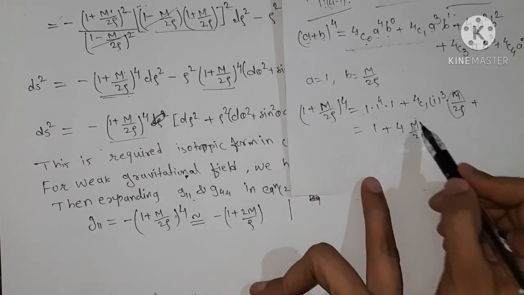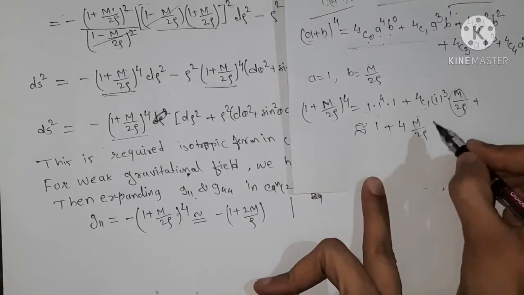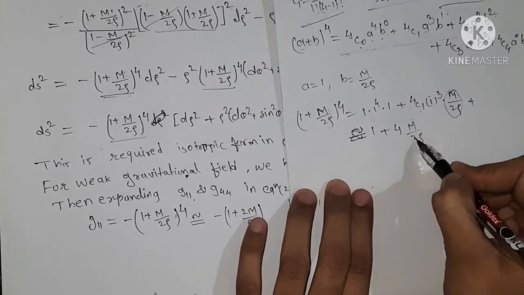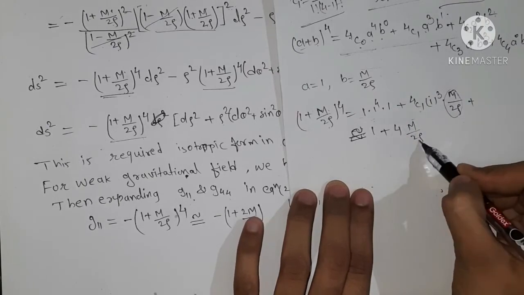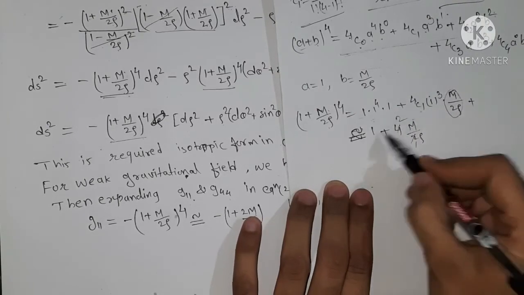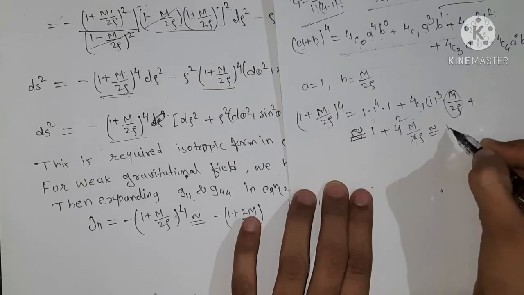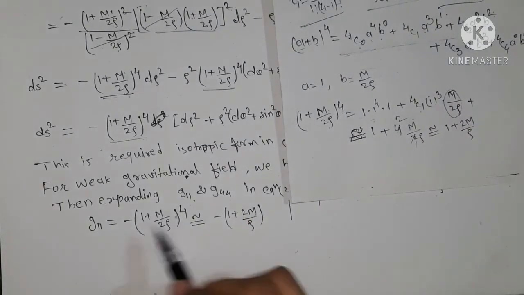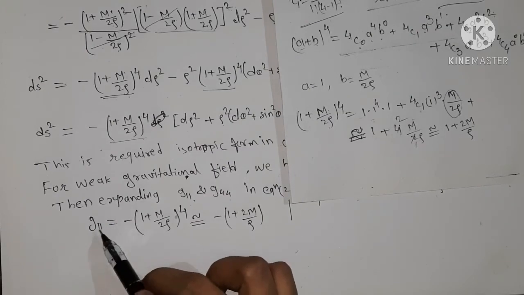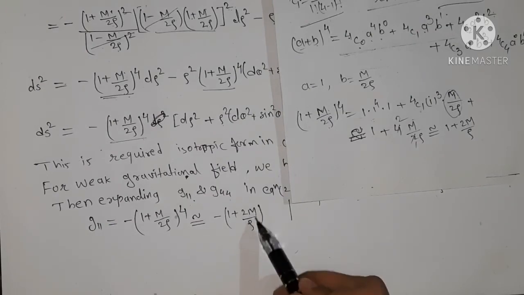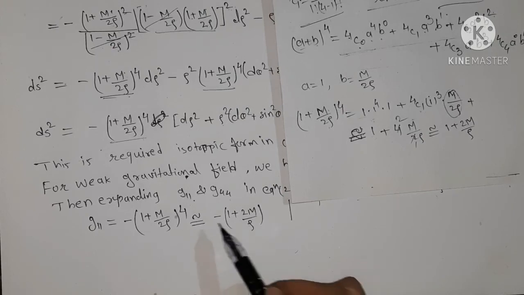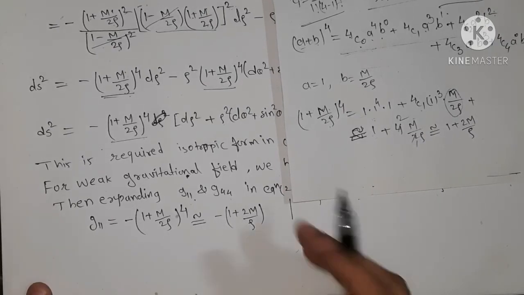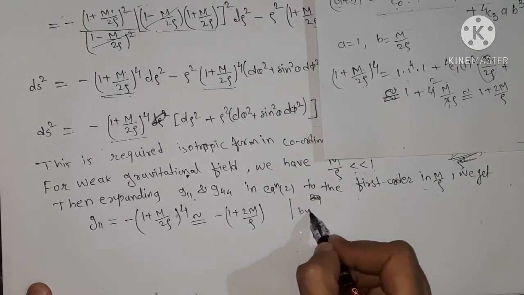So 1 plus 4 upon, that is, we are approximating this to first order, so 1 plus 4m upon twice rho, 2 ones are 2, twos are, and so this is approximately equal to 1 plus twice m upon rho. So in this way, expanding G11, we have minus 1 plus twice m upon rho for the weak gravitational field, and this is by binomial expansion.